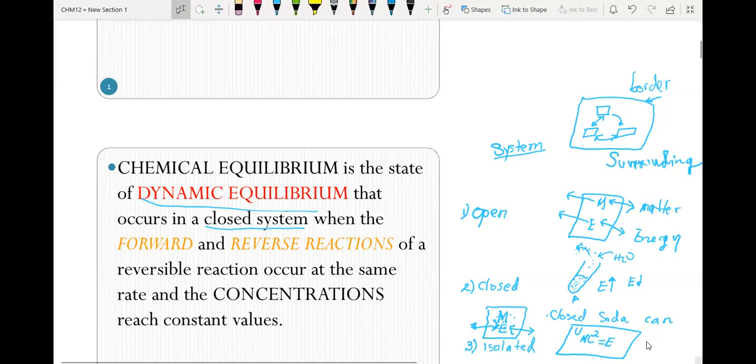However, we want to have sometimes those isolated systems in the lab, and we try to copy that behavior, making, for example, calorimeters. It uses isolated, and use the quotation marks.